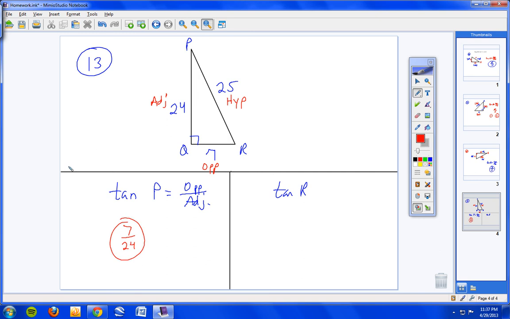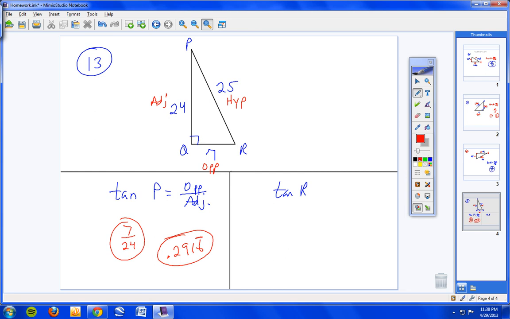But they also wanted the decimal. So 7 divided by 24 is 0.2916, and the 6 is repeating, so put a little bar over that 6. You can type that into your calculator yourself, and you'll see that that's the right answer.